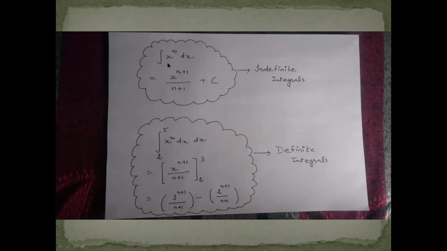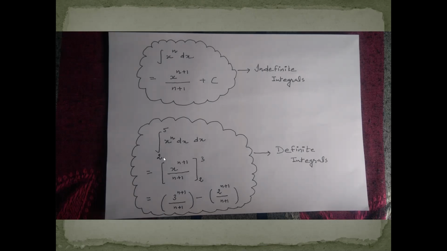My dear friends, what is the fundamental rule of x raised to power n dx? Suppose this is the algebraic function and its exponent is n. Now, how to find the integration of this type of function? The power is increased by 1 and the same exponent is written in the denominator, x raised to power n plus 1 upon n plus 1, plus c. C means the constant of integration. Whenever this c is present, this type of integration is called indefinite integrals.